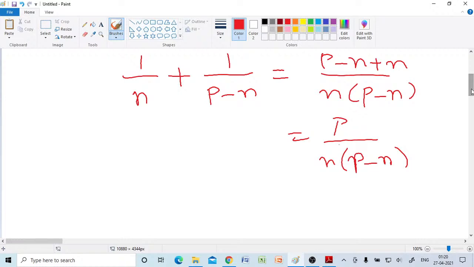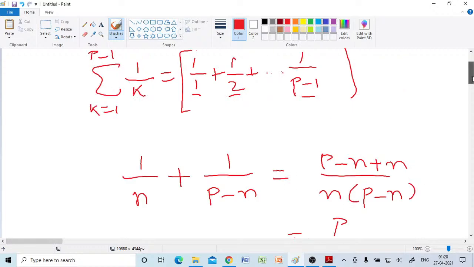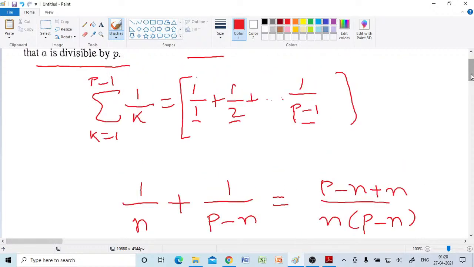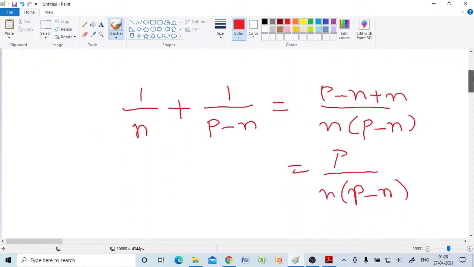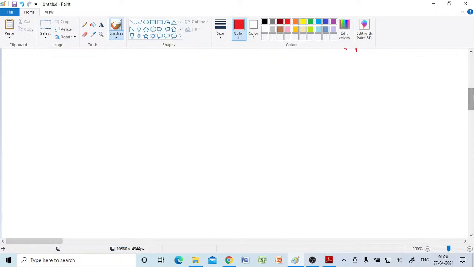So how long do we need to carry on this process? Because we are just taking half of the terms. Now we obviously know that since p is odd, then p minus 1 must be even. And if p minus 1 is even, then obviously we can halve the groups. So we just need to decrease the number of additions.